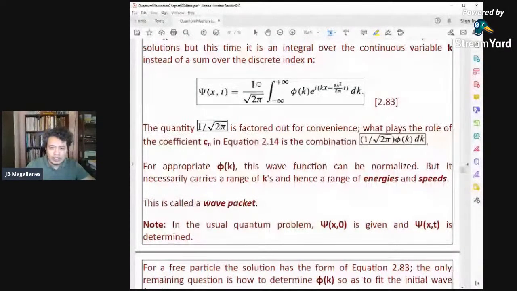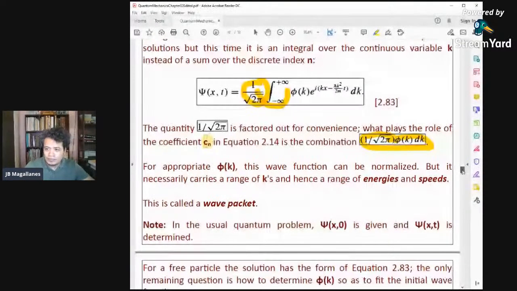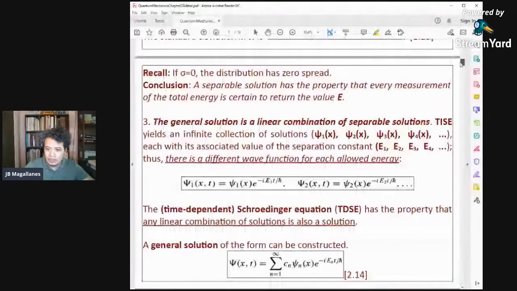1/2 pi here is just a constant. We will know why it's there later on. So if you put this factor inside here, it will look like this, and that is now replacing the role of Cn in this equation.